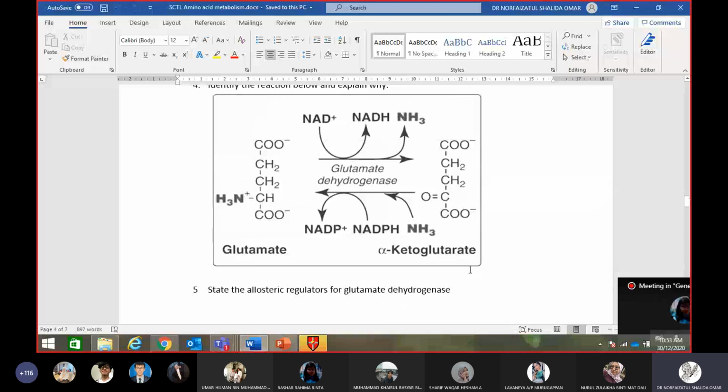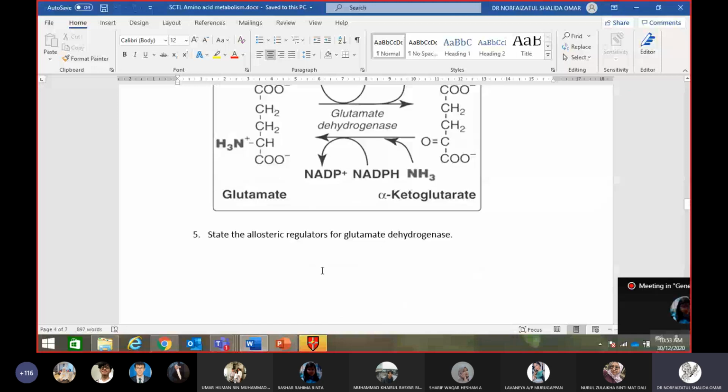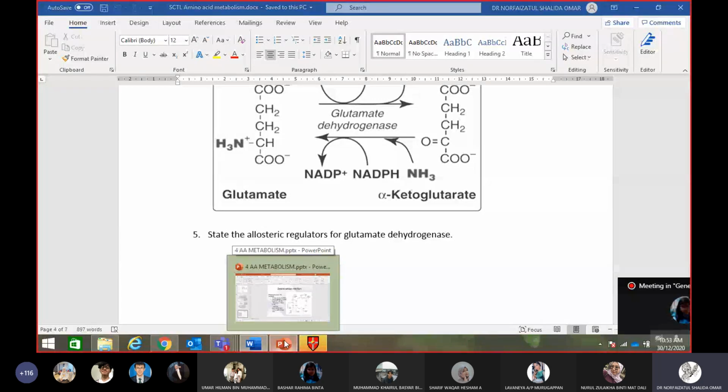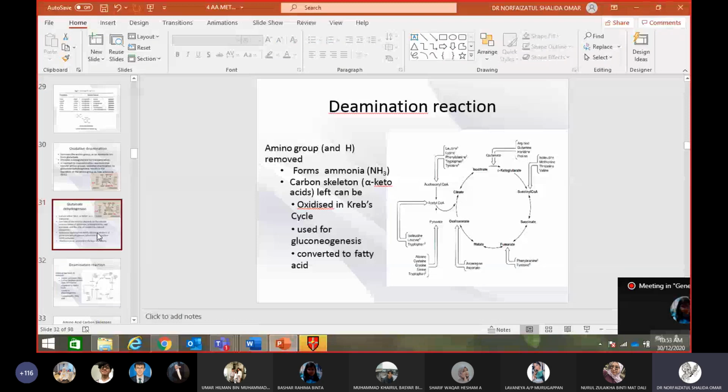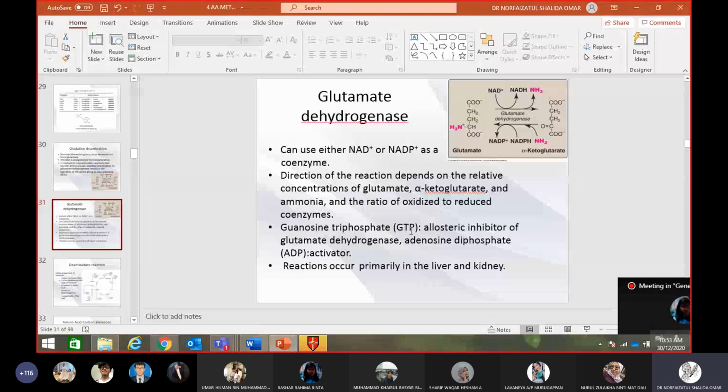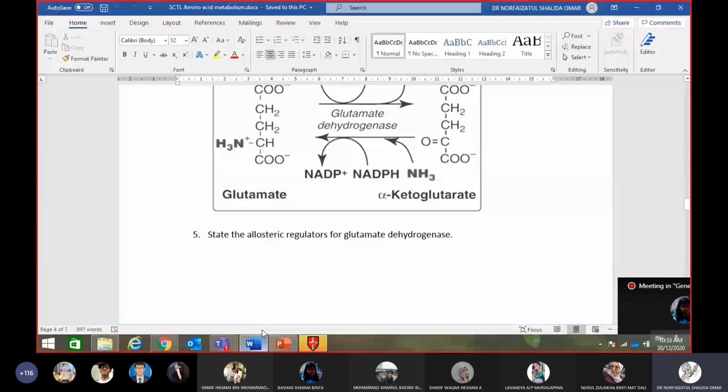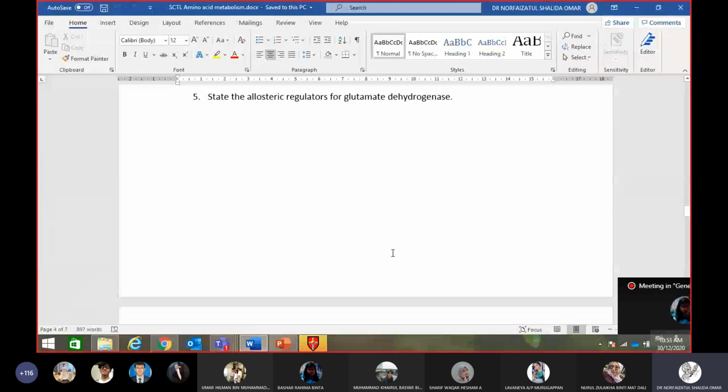State the allosteric regulators for glutamate dehydrogenase. This enzyme is also highly regulated. GTP, guanosine triphosphate, is the allosteric inhibitor for glutamate dehydrogenase, whereas adenosine diphosphate, ADP, is the activator. These two are the main inhibitor and activator.